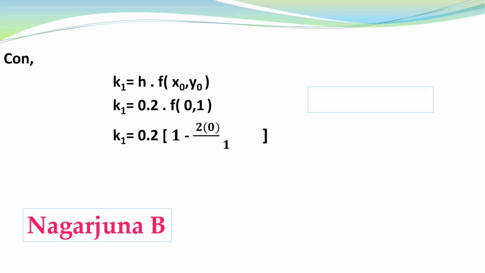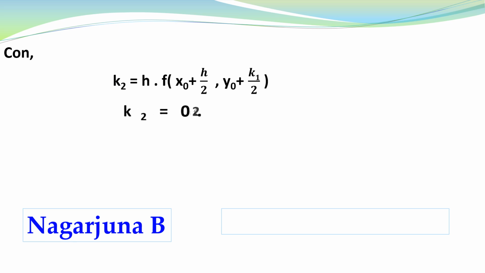0.2 into 1 minus 2 into 0 divided by 1. So 2 into 0 is 0. 0 divided by 1 will be 0. 1 minus 0 will be 1. Therefore, in the calculator we can write 0.2 into 1 minus 0 within the bracket. So 1 minus 0 is 1. 1 into 0.2 is 0.2. Therefore, k1 is equal to 0.2.